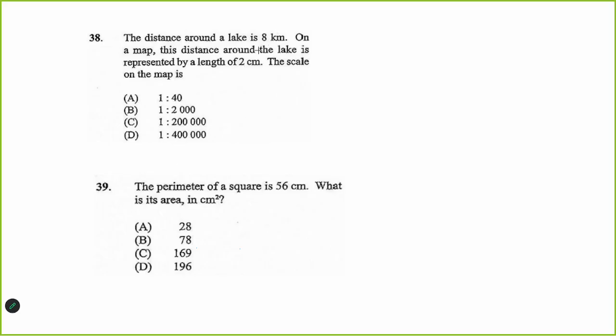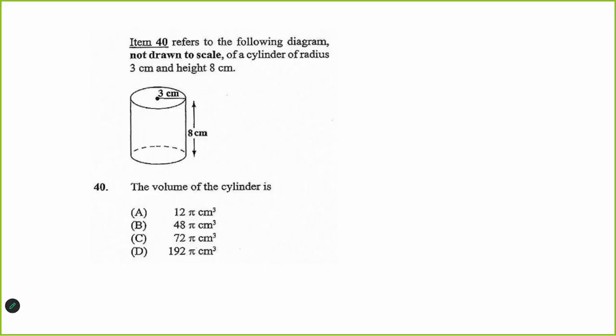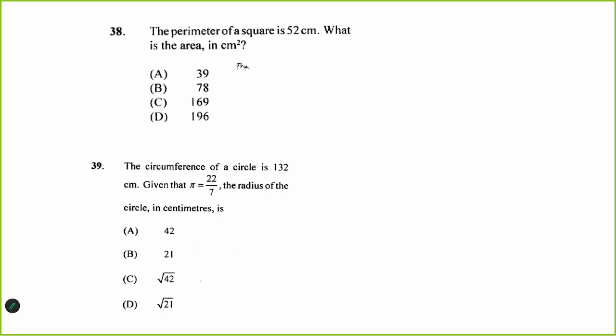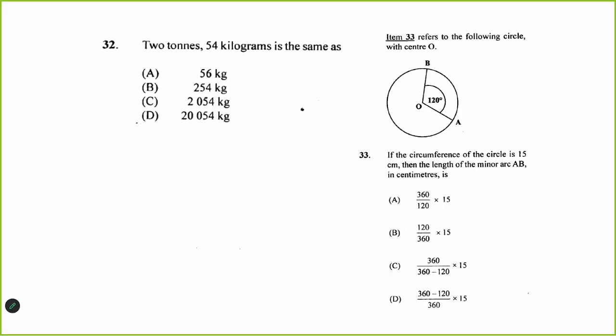This one here, 2,800,000, which is 1 to 400,000. This one, divide by 4, you'll get 14. 14 by 14 is 196. Right, this one here, pi r squared by a height, that's pi by 9 by 8 is 72 pi. Is this the last bit? It is. Okay. 2 tons, 54 kilograms is the same as 2 tons is 2,000 kilograms. So this will be 2,054 kilograms.